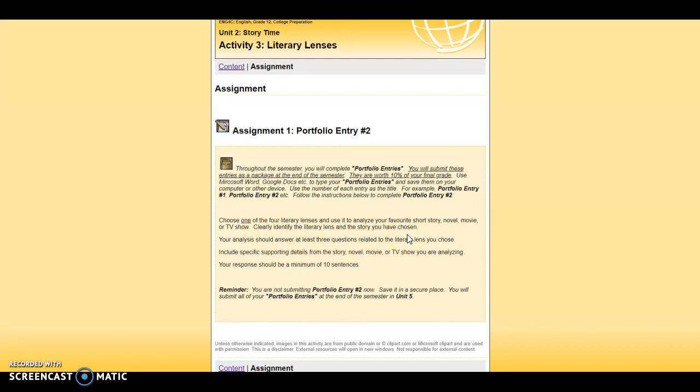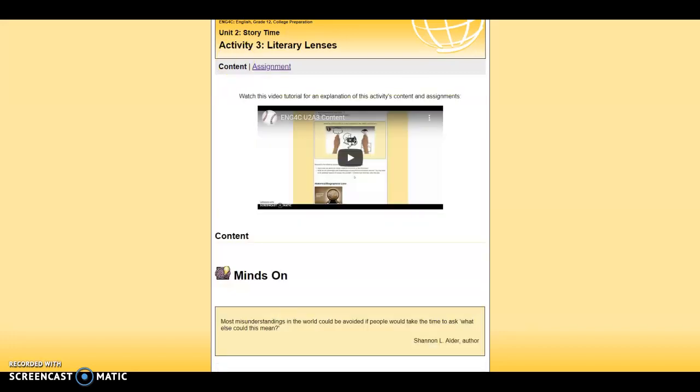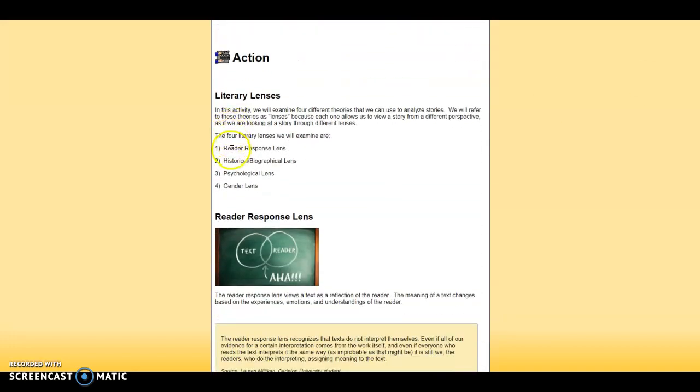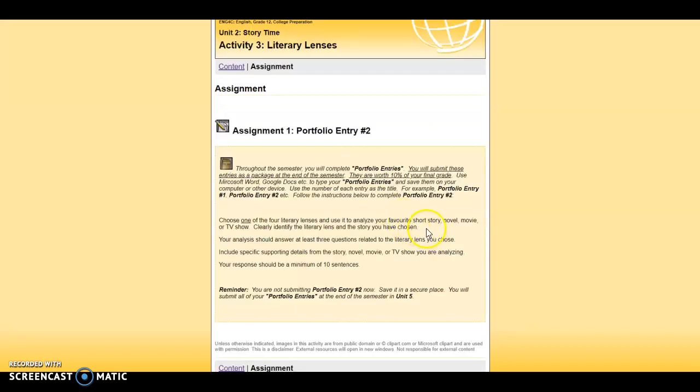If you go back to the content, you'll see again that there were 4 choices: the reader response lens, the historical biographical lens, the psychological lens, and the gender lens. Choose whichever one of those you want and apply it to your favorite short story, novel, movie, or TV show. It doesn't matter to me what you choose, but choose one that you have hopefully seen recently, that you are familiar with, and hopefully you enjoyed, so it'll make it much easier to write about and to analyze.